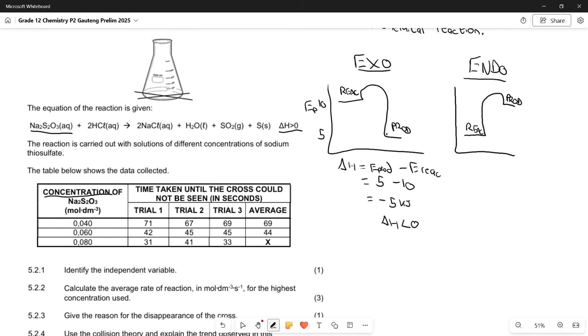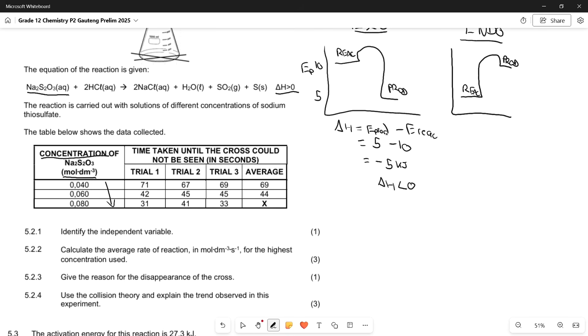It's always helpful in this section to see what we're measuring in terms of mol.dm to the negative 3, and that's our concentration. So we have our concentrations over here, and then it says time taken until the cross could not be seen in seconds. So we have the cross over there. We're trying to see how long until it cannot be seen, in seconds. So we have trial 1, we have the different values here. Trial 2, the different values. Trial 3, and then the average of all of them, which is very important when it comes to rate of reaction, is to take the average, especially if we're doing multiple reactions.